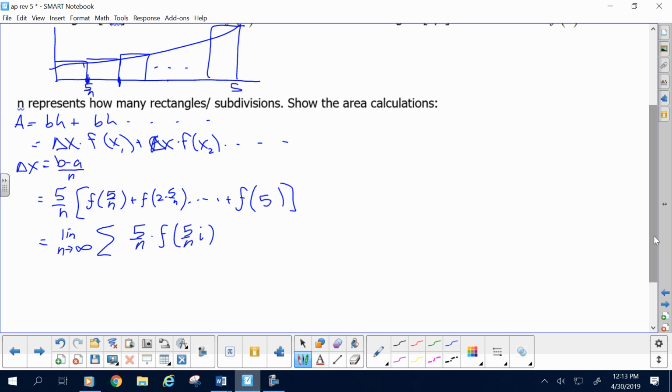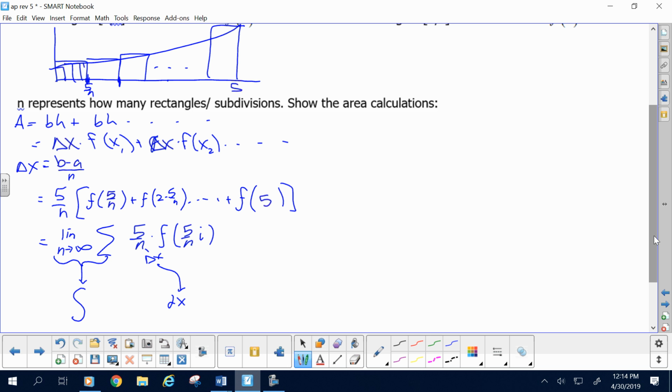Now, as the number of rectangles goes to infinity, that sum becomes more of a theoretical exercise, and you use a Roman S to show it. That's where the definite integral comes from. It's actually an S. If I take the number of rectangles to infinity, then those rectangles get thinner and thinner. As n goes to infinity, 5 over n goes to 0, or really, delta x goes to 0.